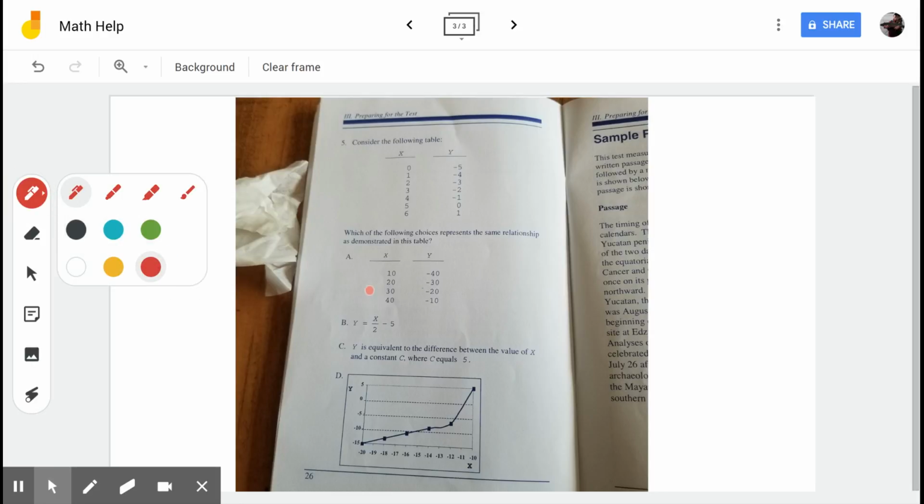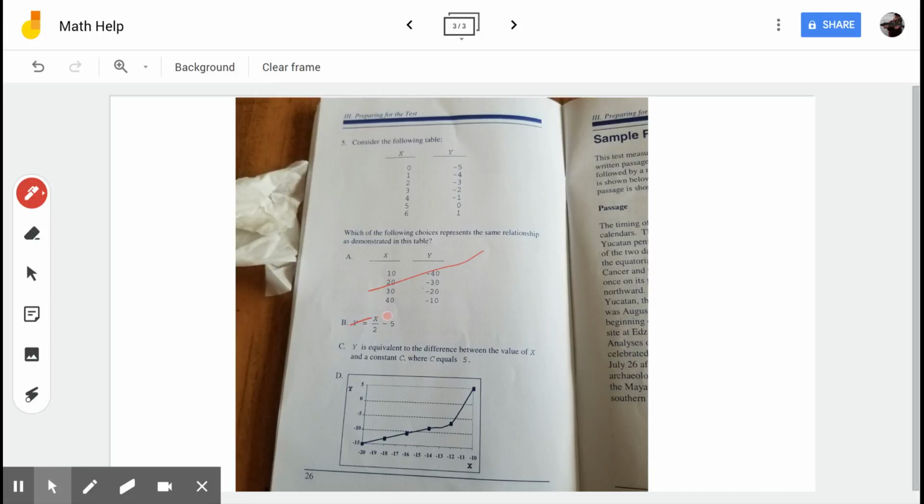The second option says that we take the value for x, divide it by 2, and subtract 5. So if we do 0 divided by 2 would be 0, minus 5 does give me -5, so that works, but it has to work for each choice. So let's just choose 6, for example. 6 divided by 2 is 3, minus 5 would give me -2, so y equals -2, so that does not work.